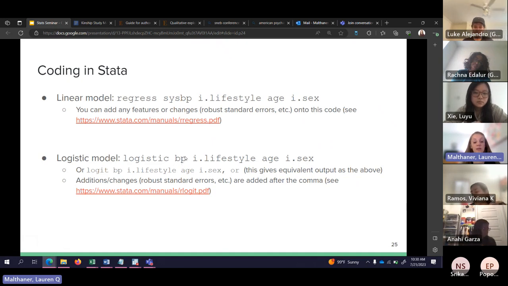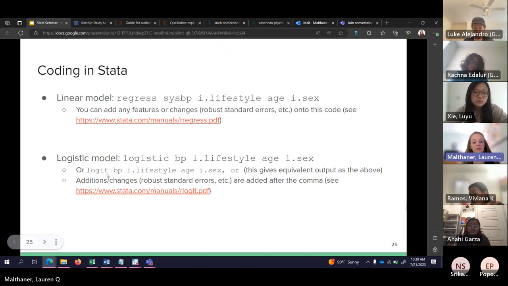We'll use our BP variable as our outcome. This is our binary version of blood pressure, yes or no, high blood pressure. And then our same 3 are exposure and then our 2 covariates. Another way to do this in Stata is using the logit command.